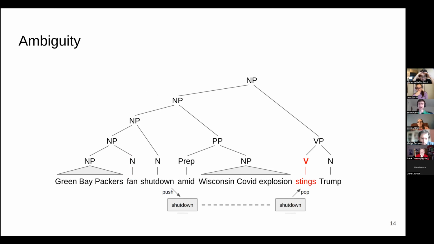And it turns out what I think the correct parse looks like this. So the main verb is actually stings, and the word fan is a noun, as in football fan. It turns out that the subject is the word shutdown, and we don't pop it from the stack until we see stings at the end of the sentence. And the sentence ends up with a totally different syntactic structure from the previous slide.